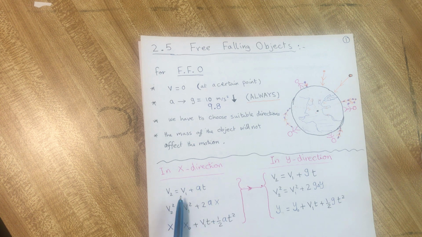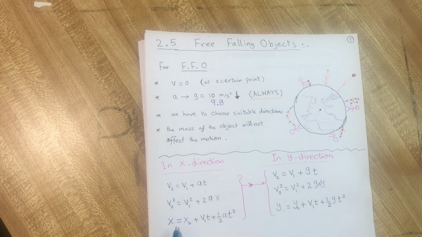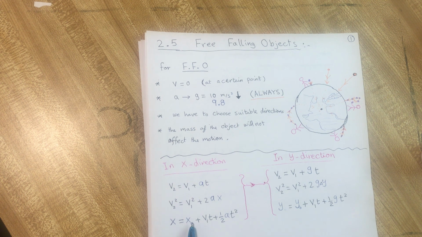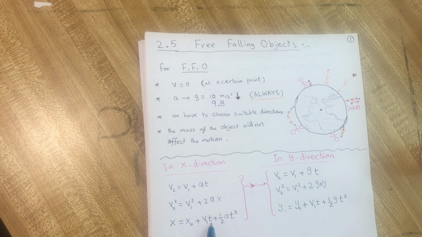We have the three main equations of motion. In the x direction, v2 is equal to v1 plus at. v2 squared is equal to v1 squared plus 2ax. Here x is the change in position in the x direction. The velocities v2 and v1 are v final and v initial. Also, the final position is equal to the initial position plus v initial multiplied by delta t, the time period, plus half a t squared.